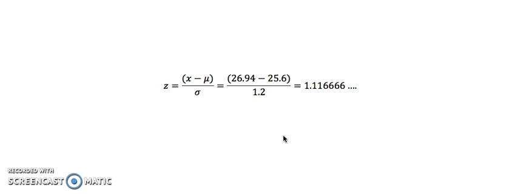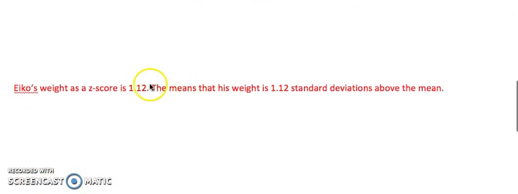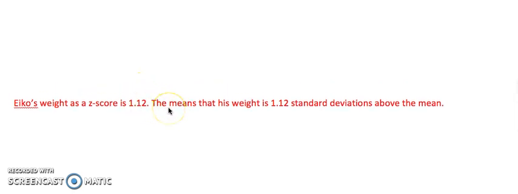If he would have weighed, let's say, 23 pounds, then the z-score would have been negative because his weight is below the average. Then you take this difference here and divide by the standard deviation, 1.2. You end up with 1.11666 repeating. Once again, we typically round to 2 decimal places. So the z-score that corresponds to his weight is 1.12. This means that his weight is 1.12 standard deviations above the mean.